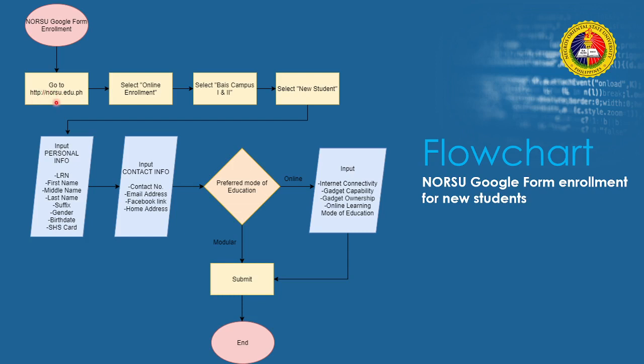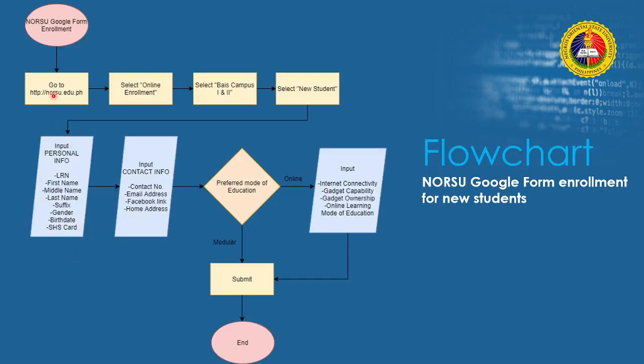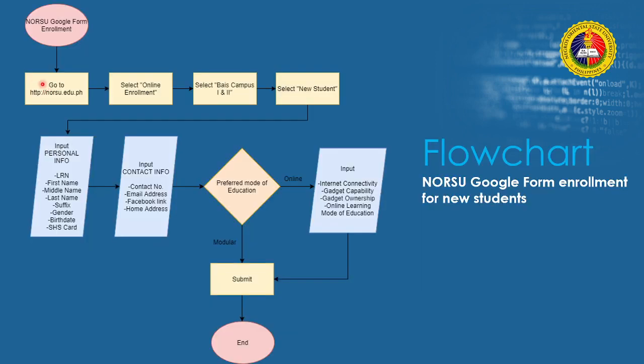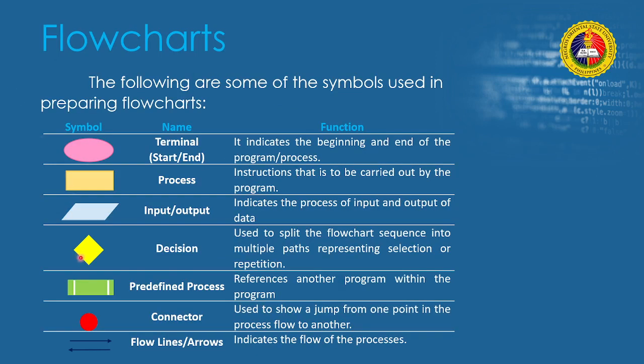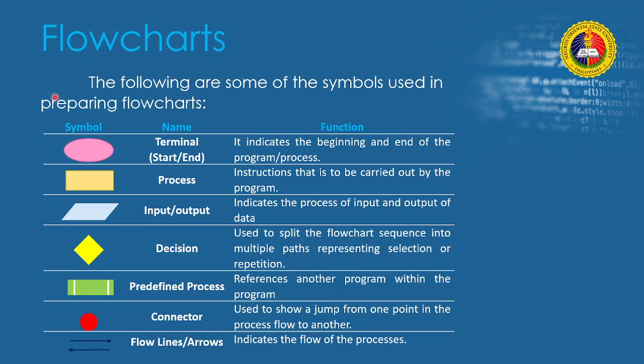So if a particular process needs another flowchart, then you are going to use this. For example, if we change the icon to something like this, a predefined process, that means we will have to create another flowchart that will give us instructions on how to go to norsu.edu.ph. Did you get it? If the process needs instructions on how to do it, then you are going to use the predefined process. But we will only use the predefined process if we are ready to create another flowchart for this. Okay? Did you get it?